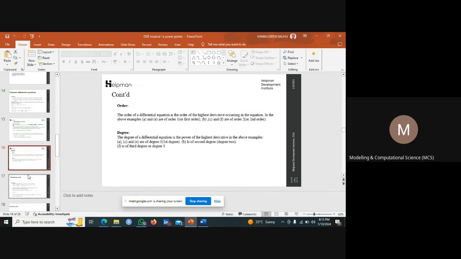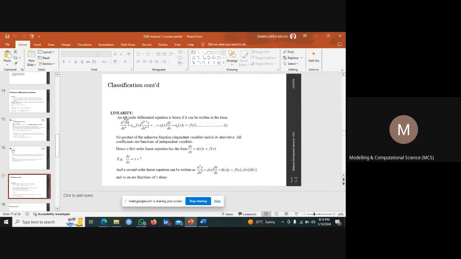So that is that on that classification. We have classified differential equations based on type: ordinary differential equations and partial. Based on order also, we have seen some examples. Then degree again, we have explained that and seen some examples. So we can go to the next slide.